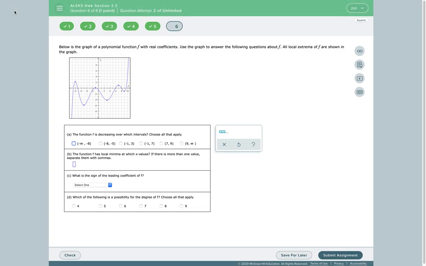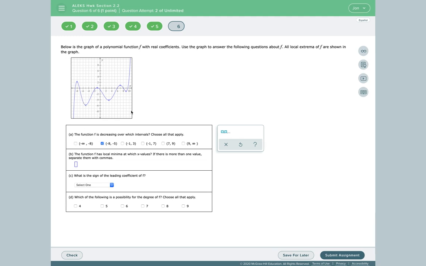Okay, for number 6, we have this function f, and it's asking over which intervals f is decreasing. It says to choose all that apply. Now the intervals, we're looking at the x values. If you notice, we have an increase since the graph is rising, then we have a decrease. And this is going to fall between but not including -8 and -5. So this is one location where we have the decrease, then we have an increase until we get to x is equal to -1.